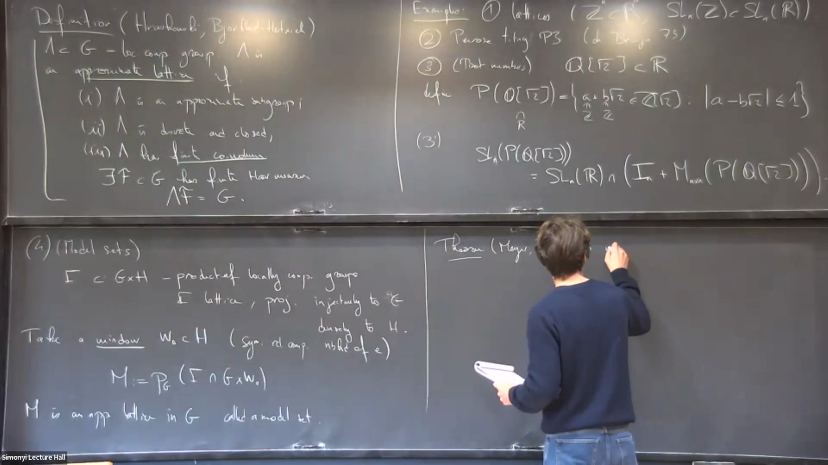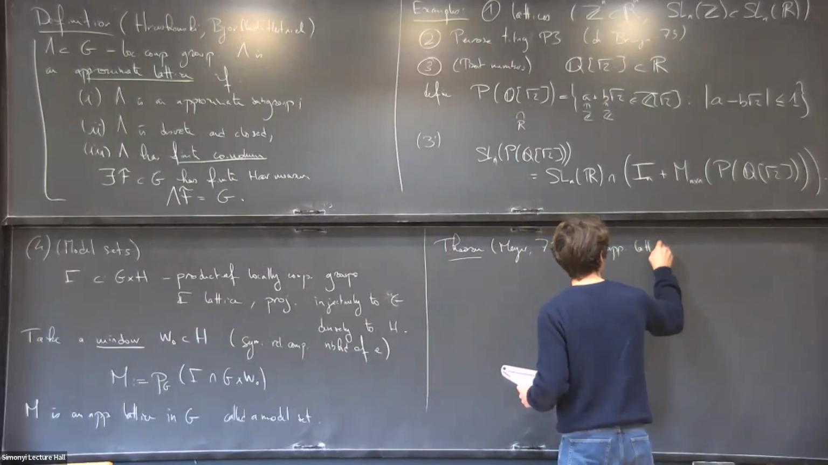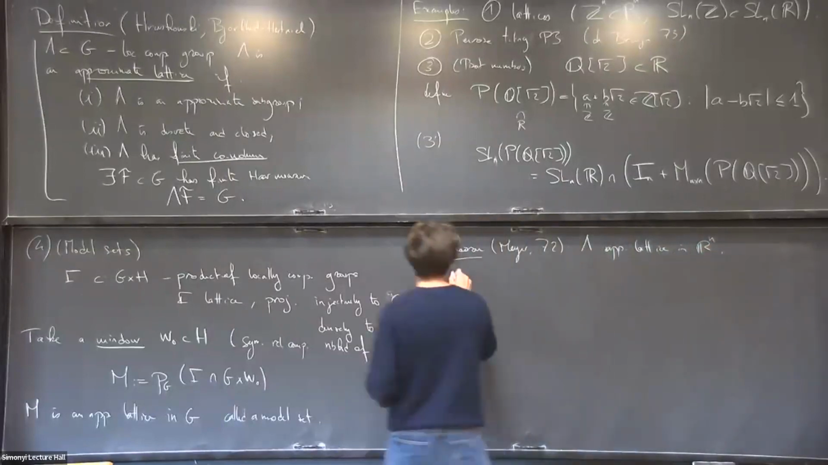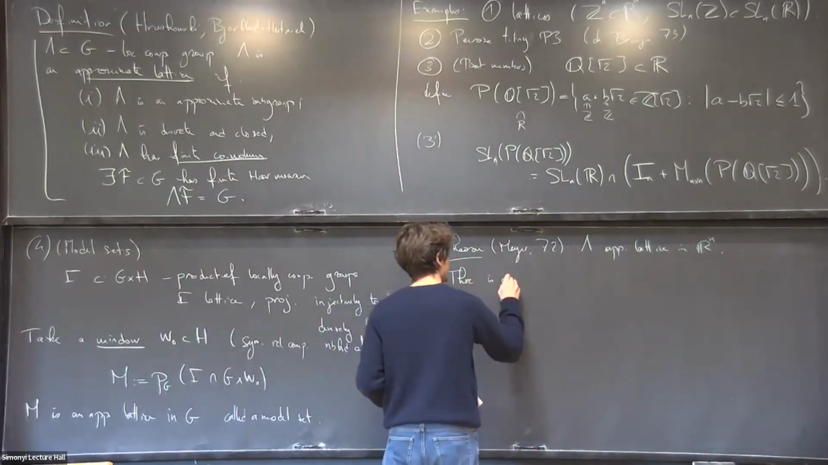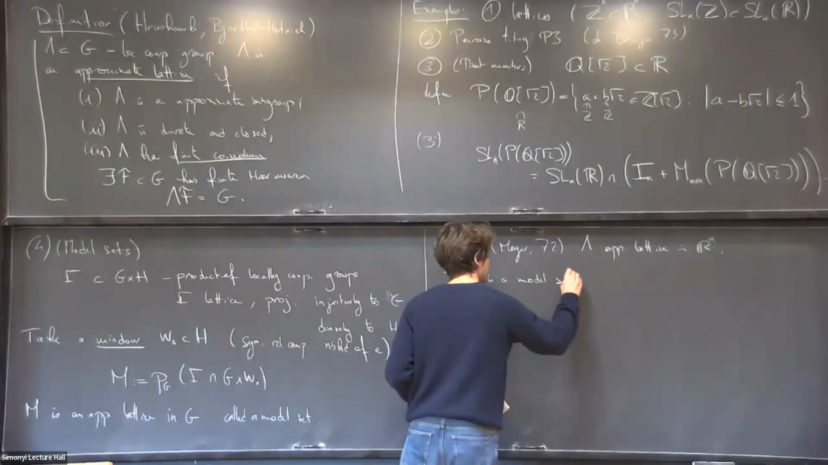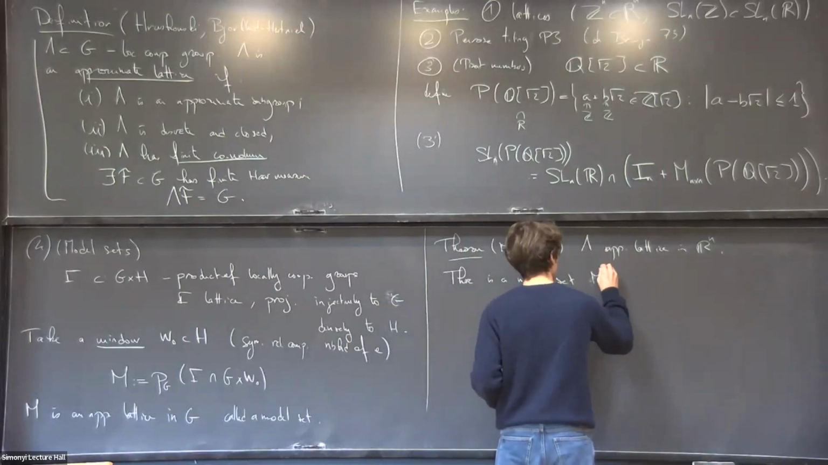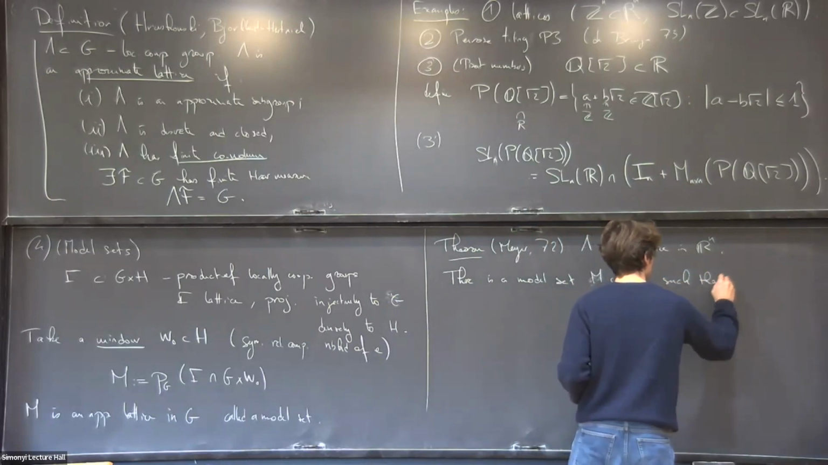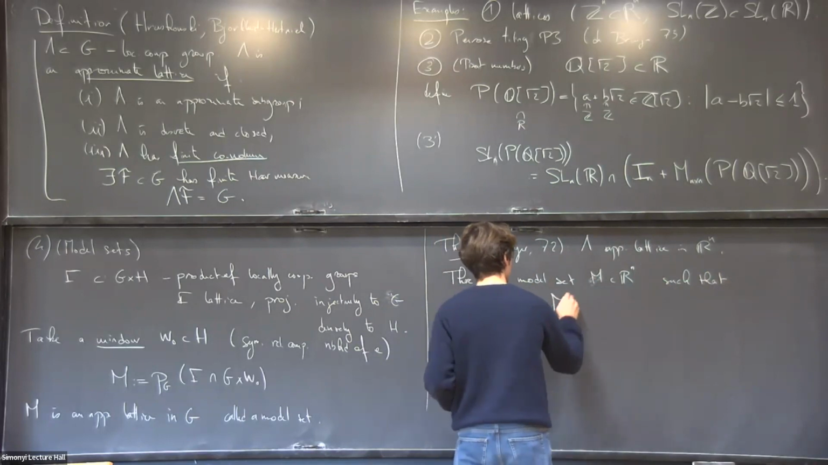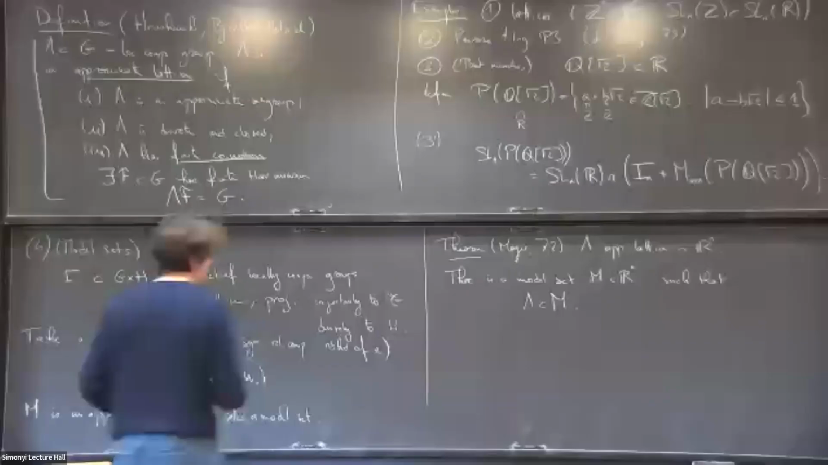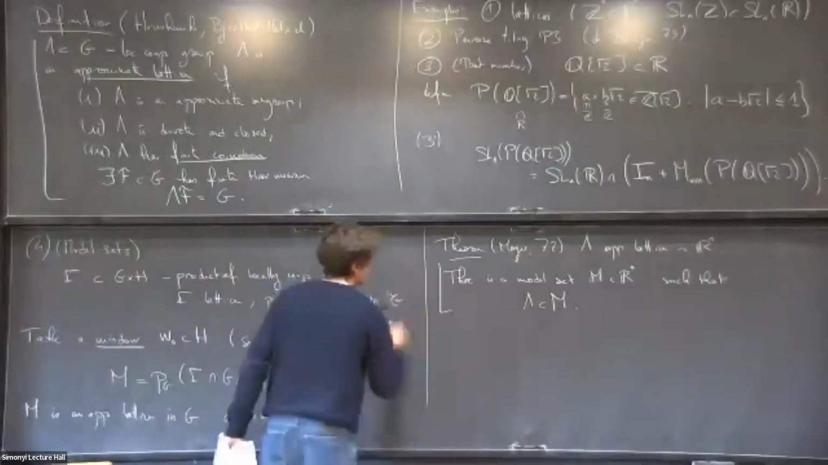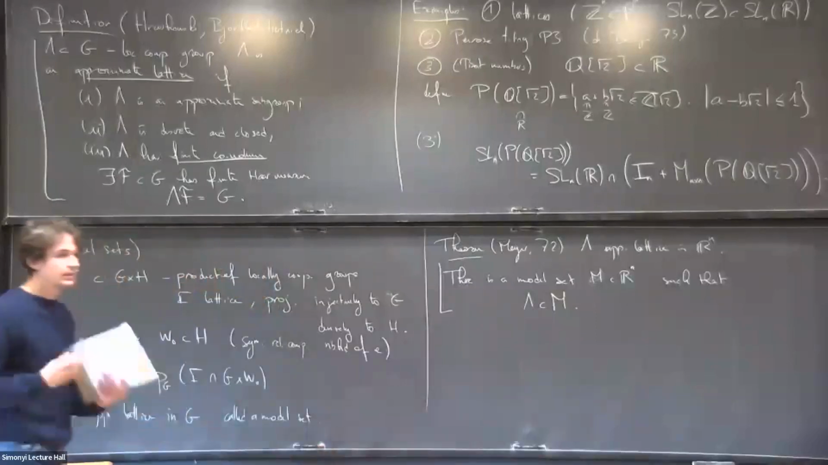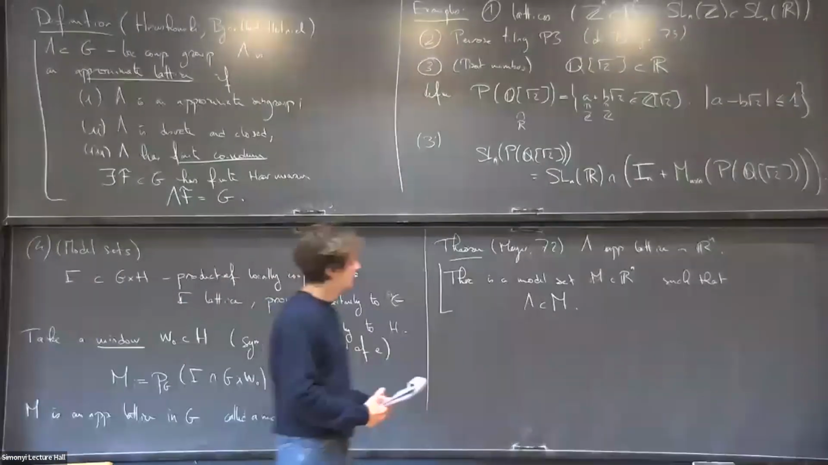If lambda is an approximate lattice in R^n, there is a model set M in R^n such that lambda is in fact contained in a model set. Okay. So you can't actually say that lambda is necessarily a model set because some small things could happen, but you have to be contained in the model set.